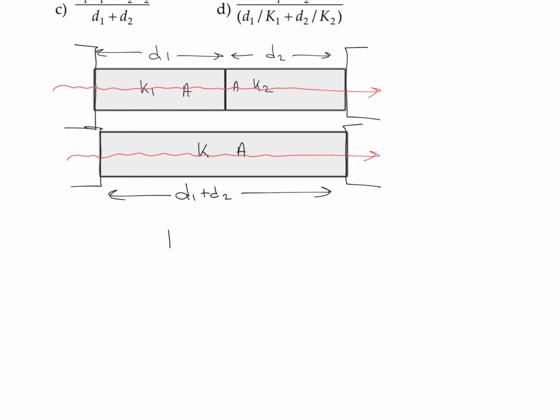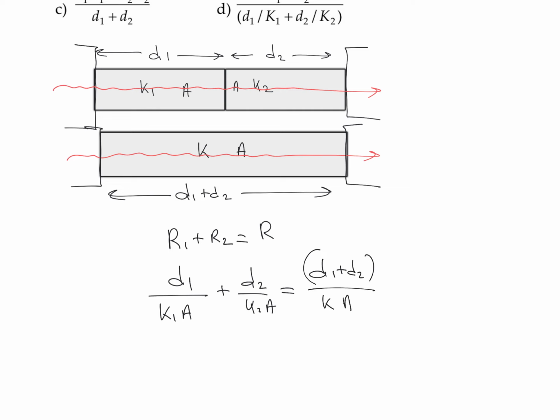So you can write the resistance of the first one plus the resistance of the second one should be equal to the equivalent resistance, or resistance of the combination. And we know the equation for resistance of a conductor, which is L divided by KA. Here L is given as d1. So we can write d1 divided by k1A plus, for the second one, d2 divided by k2A is equal to, for the equivalent combination, its resistance, where total length is d1 plus d2, conductivity K and area A.